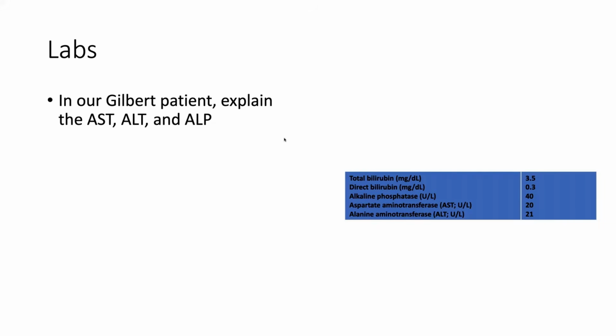All right, Leah. So in our Joubert patient, explain the AST, the ALT, and the alk phos. So the alk phos of 40, I think, is within the normal range. And for the AST and the ALT, 20 and 21, those are both within the normal ranges as well. So the Gilbert patient, he's born with the condition, and you're not having any sort of injury to the hepatocytes like we were talking about. So your AST and ALT wouldn't be expected to rise. And the alk phos also, when you're not having any bone issues and your liver is not being injured, I guess I would say.